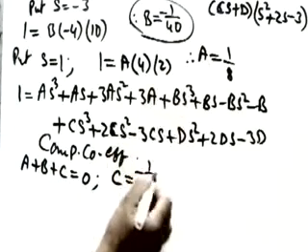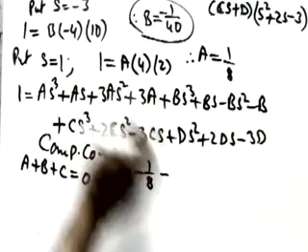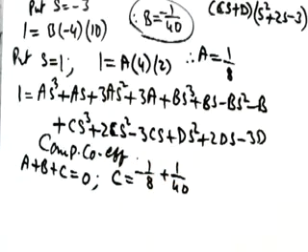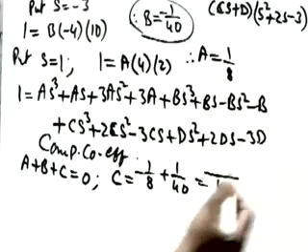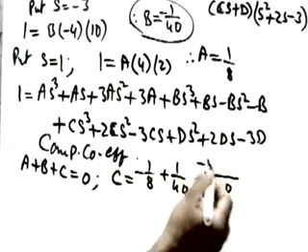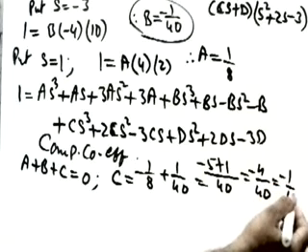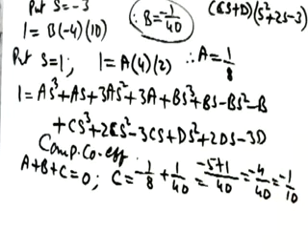c equals to, plus a on the other side, minus a. Minus a is 1 by 8, plus b on the other side, minus b. Minus b is 1 by 40 minus 1 is 1 by 40. So let me take LCM, 40 LCM, 8 5s are 40, 5 ones are 5, minus 5 plus 1, minus 4 by 40, this will be minus 1 by 10. So we got the value of c also. Now what is left? a, b, c we have to solve for d.